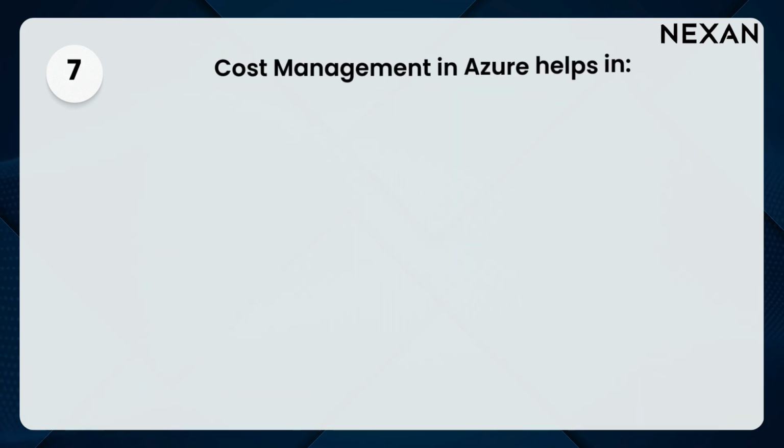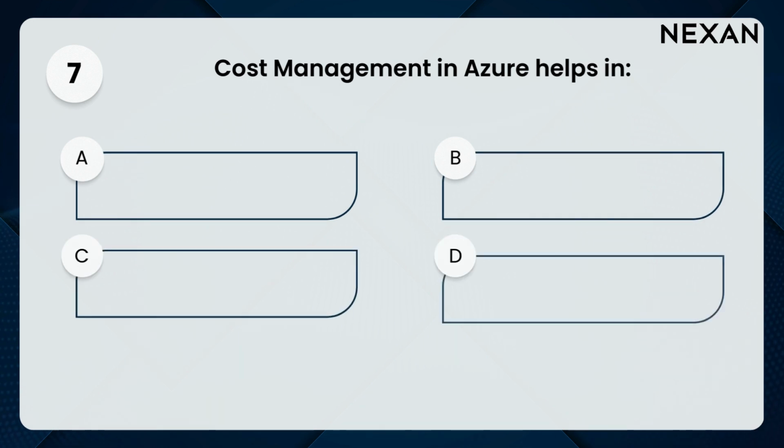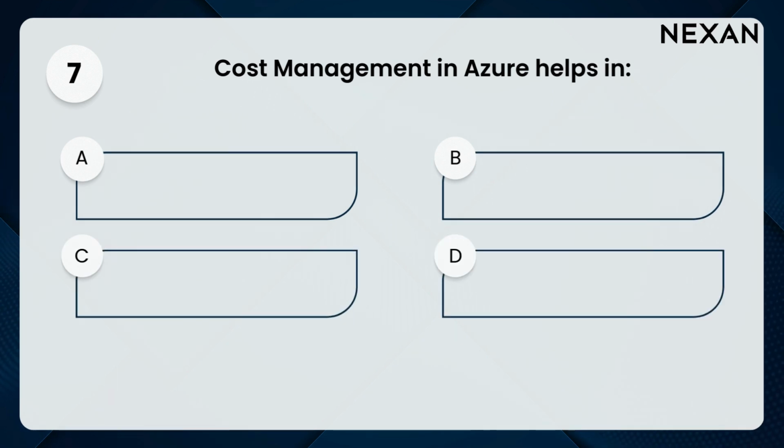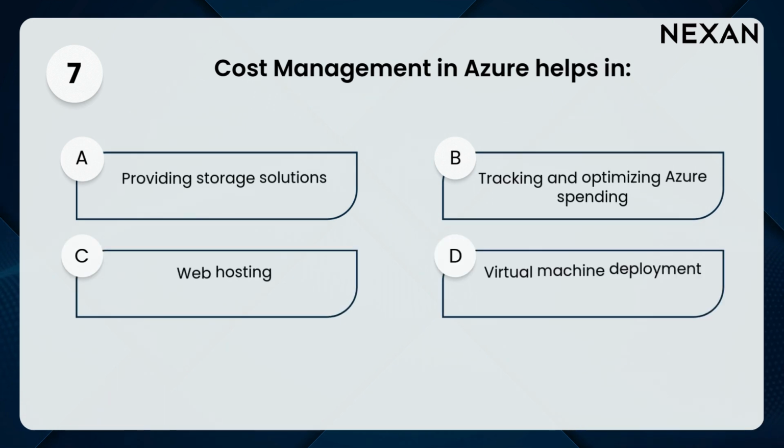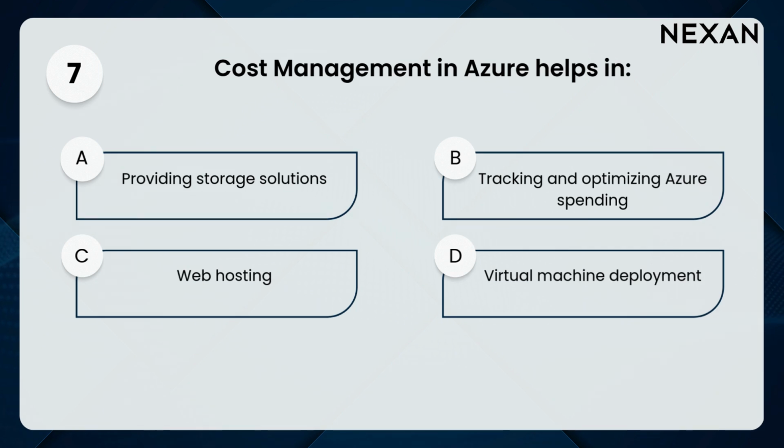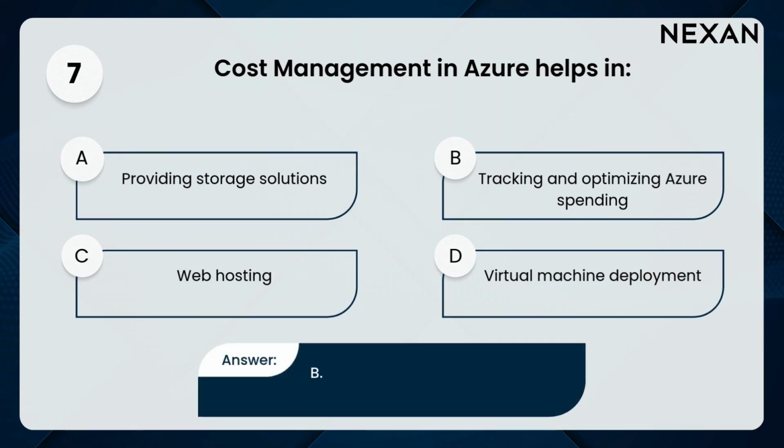7. Cost management in Azure helps in: A. Providing storage solutions. B. Tracking and optimizing Azure spending. C. Web hosting. D. Virtual machine deployment. Answer: B. Tracking and optimizing Azure spending.